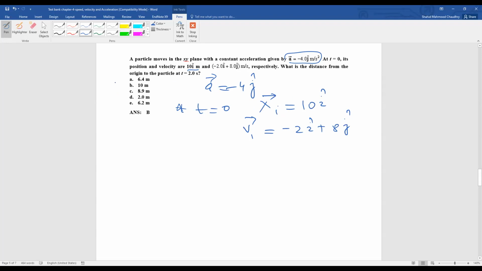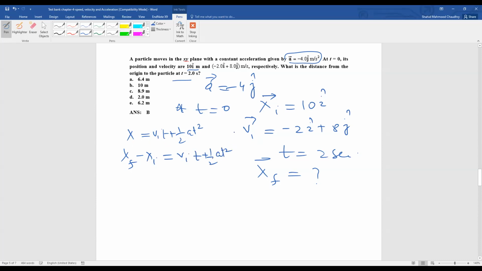What is the distance from the origin to the particle at t equal to 2 seconds? So after 2 seconds, he wants to find the final distance. This is the initial distance. Remember the technical thing here: we normally apply the equation x is equal to vit plus half at squared in chapter number 2, but that works when the initial position is 0. The complete equation is this one. You remember this one.